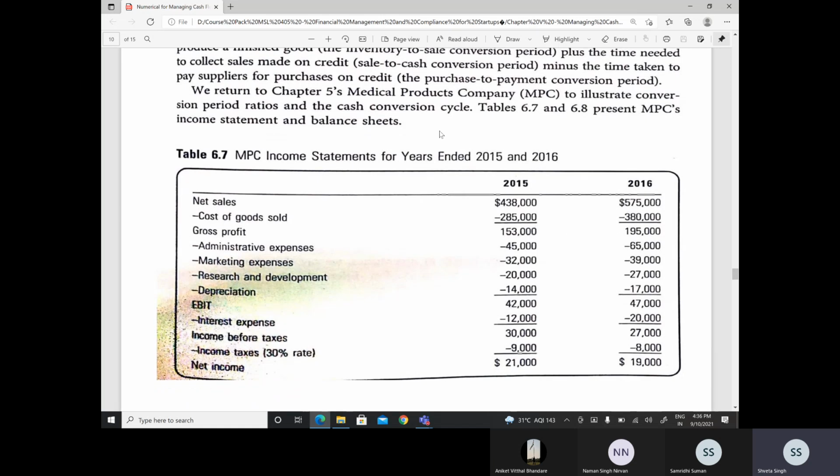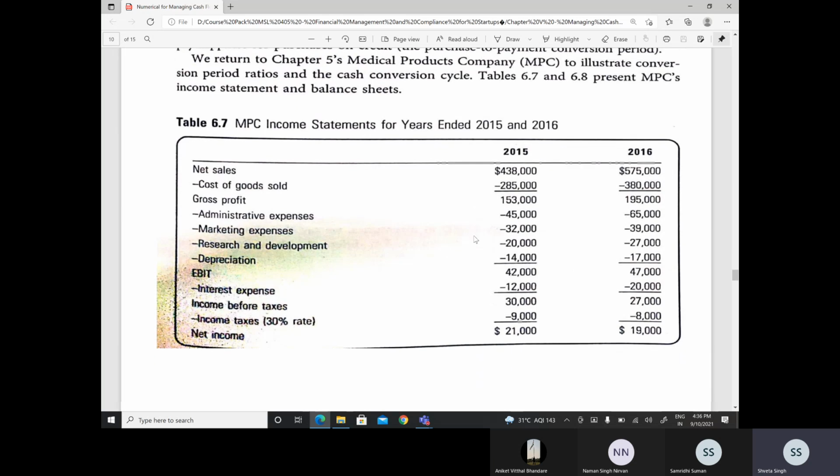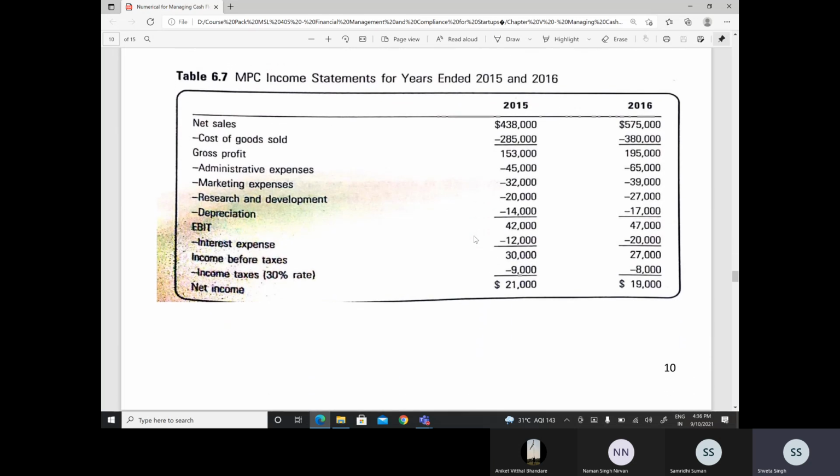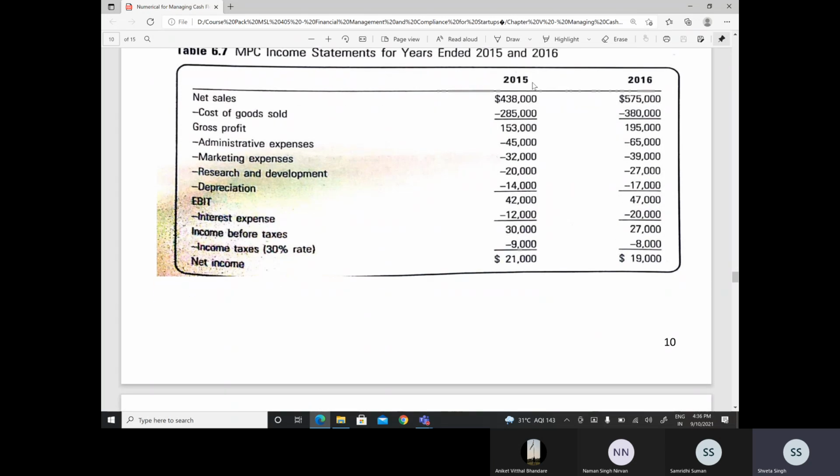So we look at another example called medical products company. We take their balance sheet and income statements, and then we'll calculate the ratios from there. The medical products company, or MPC, has an income statement for 2 years, 2015 and 2016, as follows. We have net sales of $438,000 less COGS of $285,000, giving us a gross profit of $153,000.